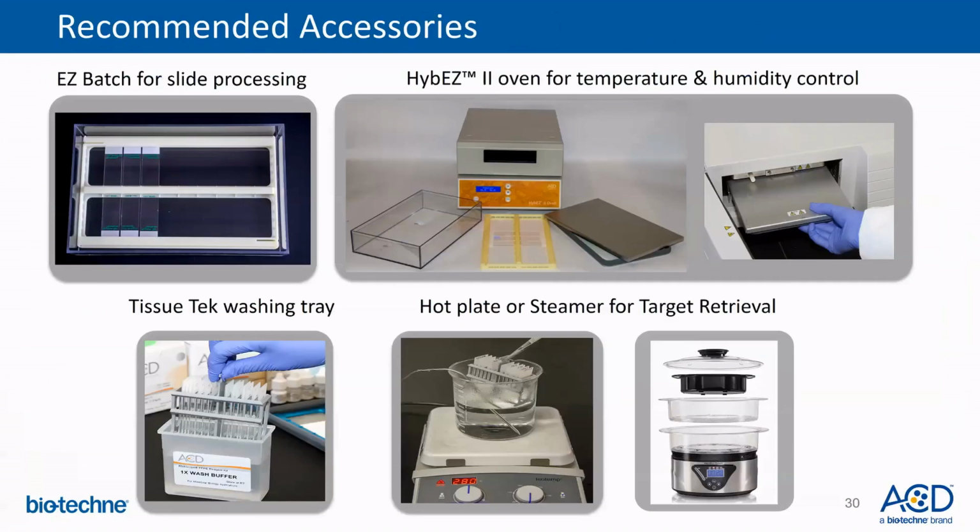Shown on this slide are the recommended accessories for the RNAscope assay. On the top panel are shown the accessories that are available from ACD. You have the Easy Batch system for slide processing, the HybEZ oven, which controls temperature and humidity and is essential to the success of the RNAscope assay. On the bottom panel, you have the tissue track washing tray and then a hot plate or steamer for target retrieval.